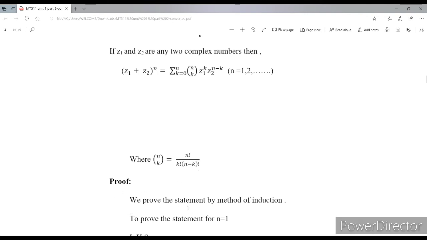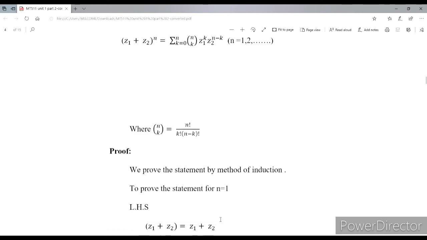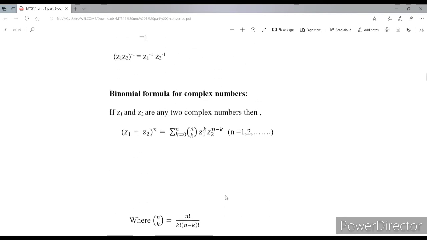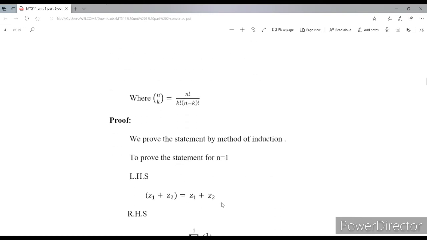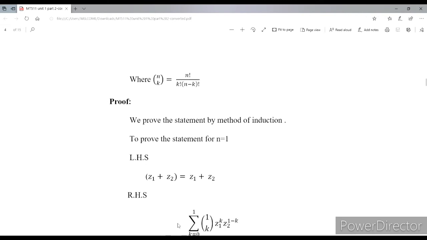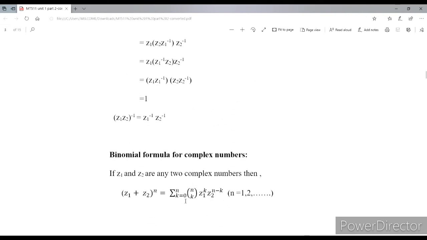We prove it by the method of induction, that is, we prove the statement for n equal to 1, and then we assume the statement for n equal to m. Again we prove it for n equal to m plus 1. To prove the statement for n equal to 1, LHS is (Z1 plus Z2) power 1, that is Z1 plus Z2. RHS is summation k varies from 0 to 1, 1Ck Z1 power k Z2 power 1 minus k.